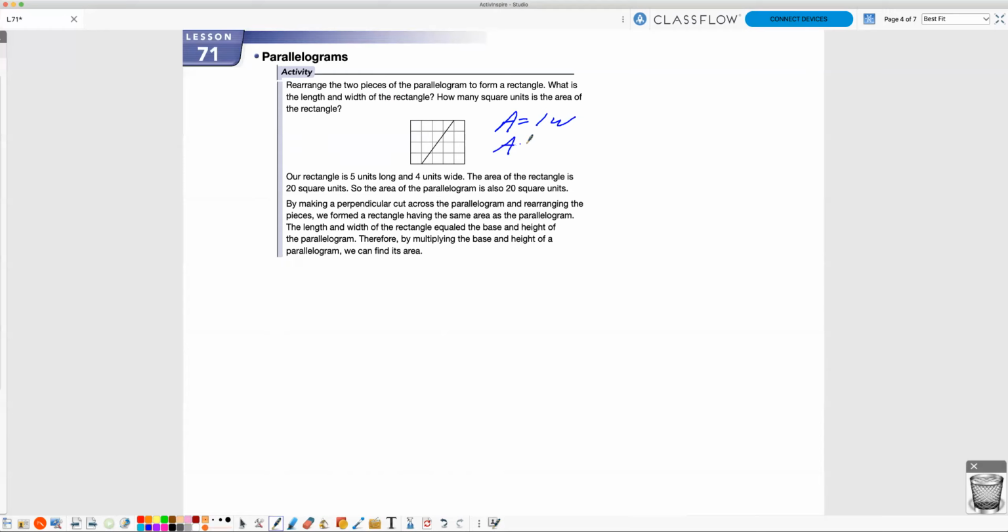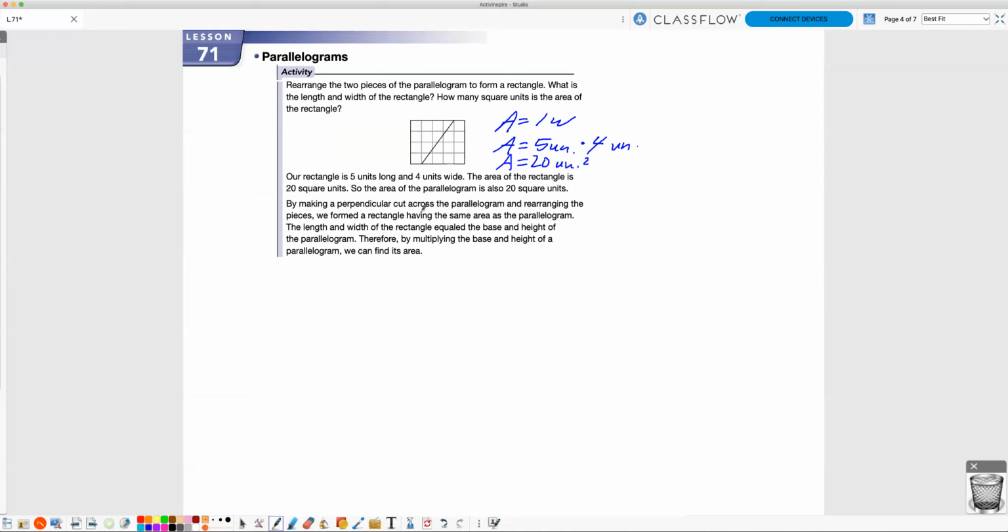So the area of this would be length of 5 units times the width, which is 1, 2, 3, 4 in this case. So there's 4 units in the width. So that would be 4 times 5, which ends up equaling 20 units squared, or 20 square units.